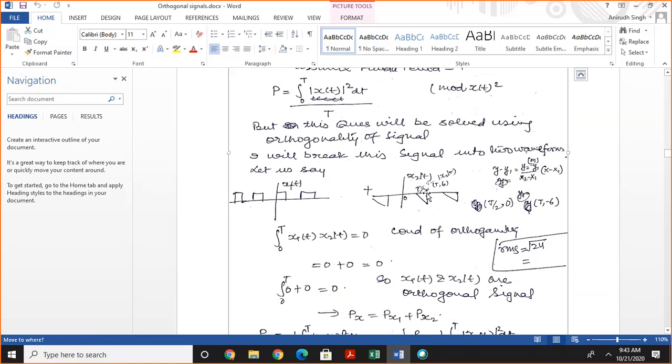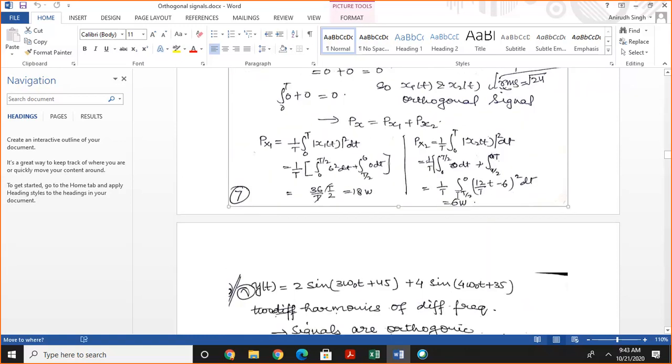Power is 1 by T integration of the square of the absolute value of x1(t) dt. If we take integration from 0 to T by 2, the value of this is 6, so square of 6 dt, and from T by 2 to T the value of x1(t) is 0, and we get the power Px1 is 18 watt.